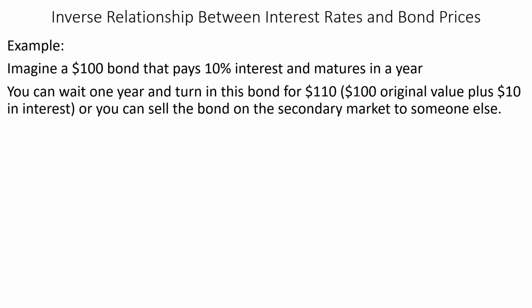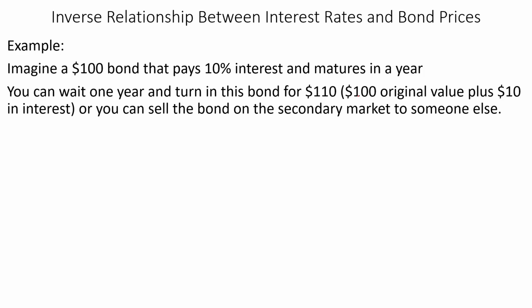Now, you have a couple choices. You can either wait a year and turn in that bond for the $110, which is the $100 in original value plus the $10 in interest, or before that year expires, you can sell that bond on the secondary market to someone else for whatever somebody's willing to pay for it. So again, maybe you decide that you do need that $100 sooner than a year from now, so you find somebody else and say, hey, if you turn in this piece of paper, you'll be able to get $110 when this piece of paper matures, but I need some money now, so I'll sell it to you for maybe $100 or $102 or $105, right? Probably any amount less than $110 is something that somebody might consider paying for it, right?